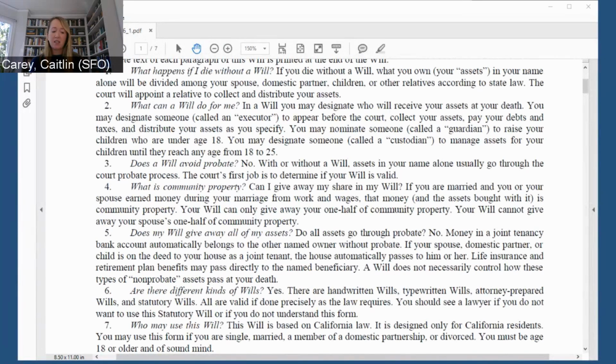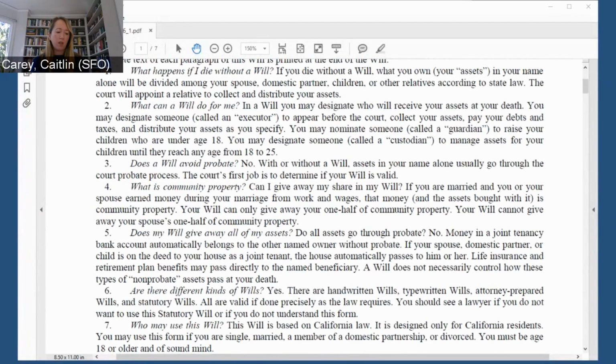Similarly, joint tenancy accounts or real estate titled in joint tenancy or with right of survivorship, for instance, if the deed to your home says Jane and John Doe, husband and wife with right of survivorship, that property would pass automatically to the survivor at the first death. And similarly, a joint tenancy account would pass automatically to the survivor at the first death. It would not pass subject to the will.